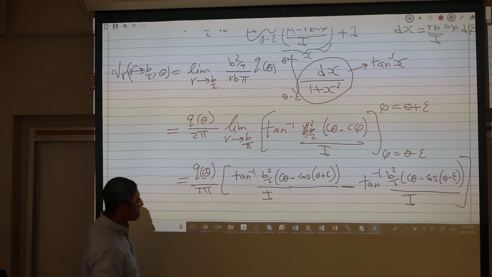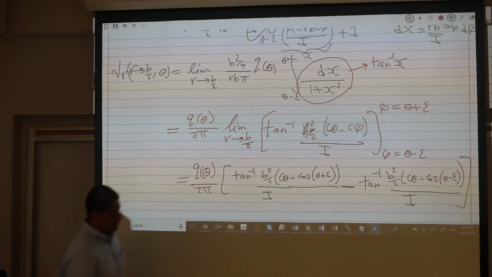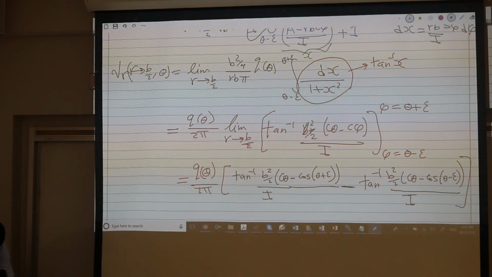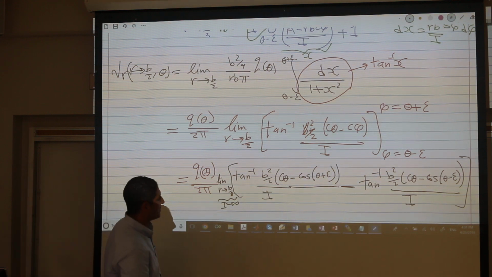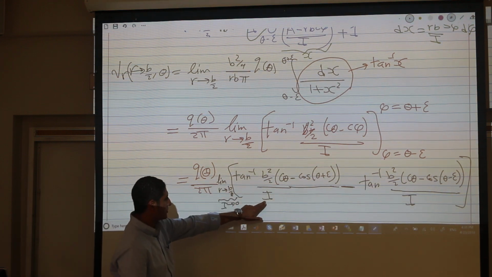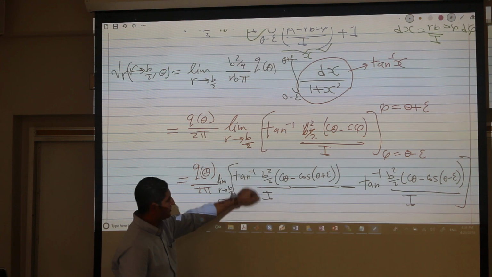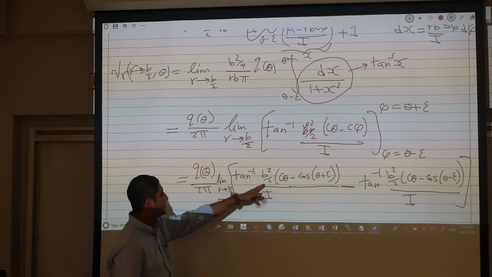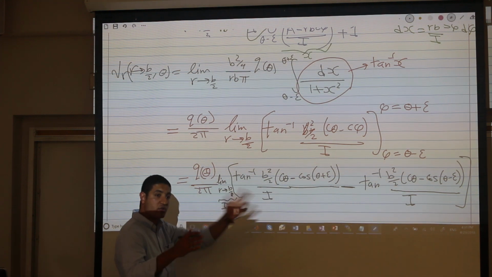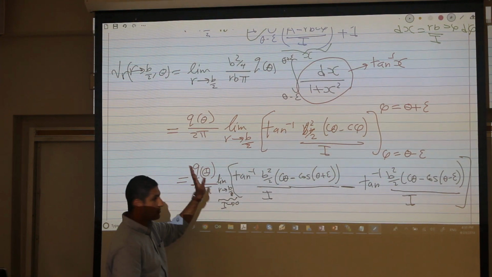Okay? So, we still have the limit, which is equivalent to I goes to 0. Okay? R goes to b over 2 means I goes to 0. So look at this. I goes to 0, tan inverse of something over 0 is what? Something over 0 is infinite. It depends on the sign of the numerator, maybe positive infinite, negative infinite, okay?